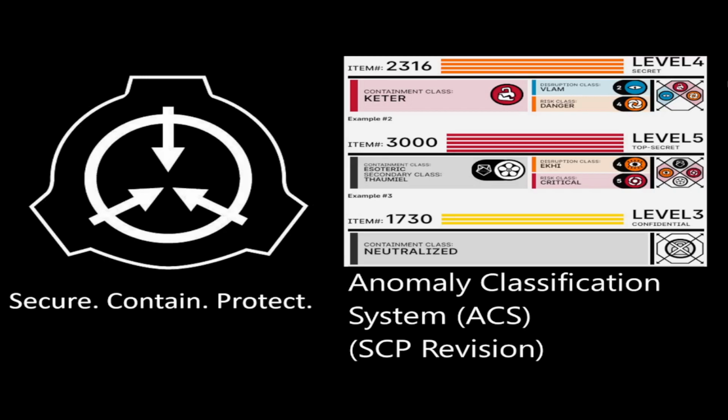The Anomaly Classification System does not remove our initial containment classes, however, it expounds on it, as the containment class only tells how difficult an object is to contain, not how much damage it is capable of doing to the human race or to a separate population.